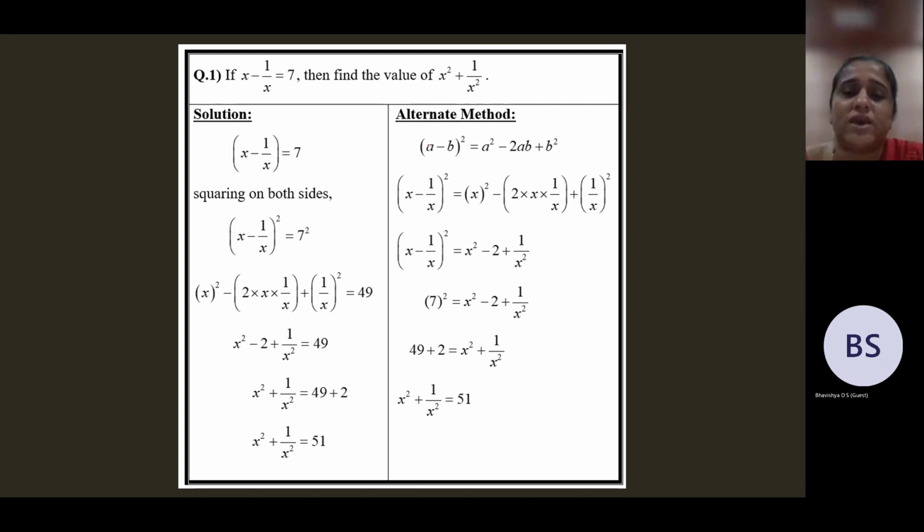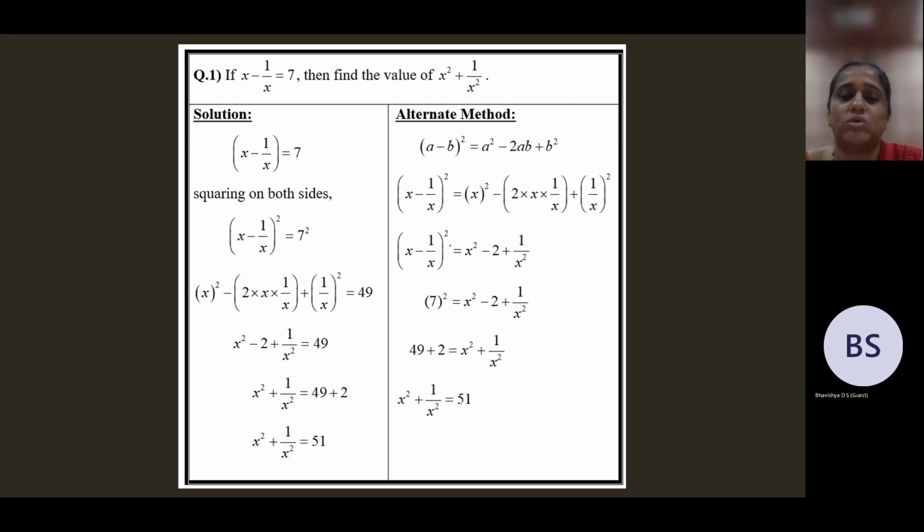Now in place of a, use x, and in place of b, use 1 by x. Everywhere, throughout this identity, where you have a, use x, where you have b, use 1 by x. And that is what this step is. Every a is replaced with x, and every b is replaced with 1 by x. First, you should write this identity. Then the same thing is written down, but a has become x, b has become 1 by x. That is the next step.